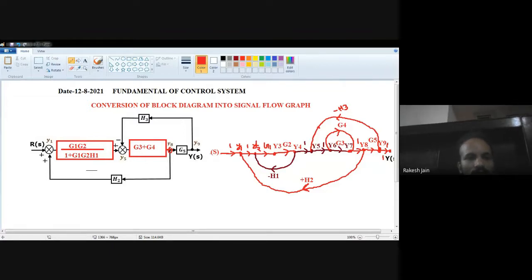So we can move this pick-off point from here to after that block, means here. But the gain of the block after which we move the pick-off point will come in reciprocal manner with the line. What is the block gain? That is G5. Now it will become 1 divided by G5.